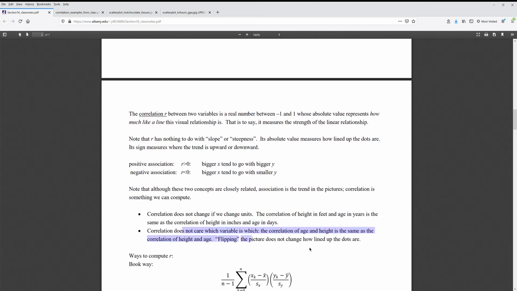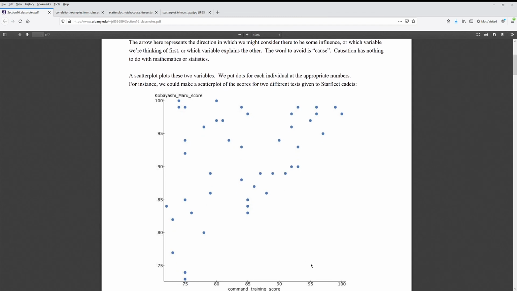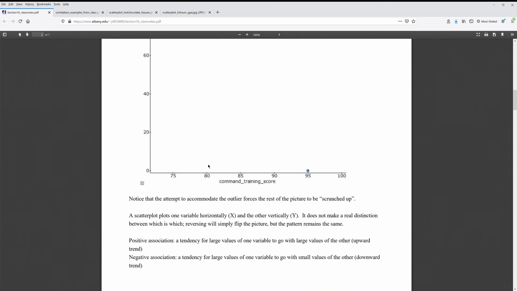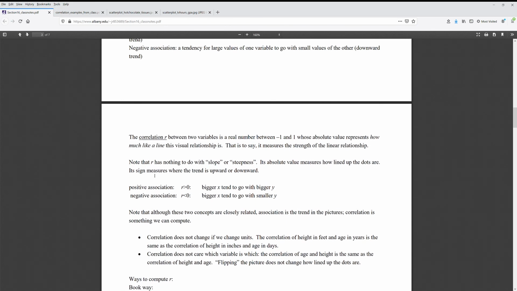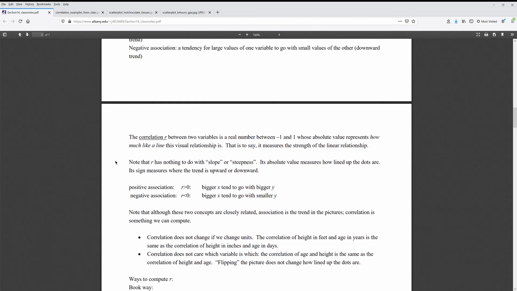Correlation doesn't care which variable is which. The correlation between age and height is exactly the same number as the correlation between height and age. In other words, physically flipping the picture, as I was talking about a moment ago, doesn't change how lined up the dots are, which is what correlation measures. Correlation does not care which variable is which. And there's nothing in the math, as you'll see in a minute, that could possibly care which variable is which.